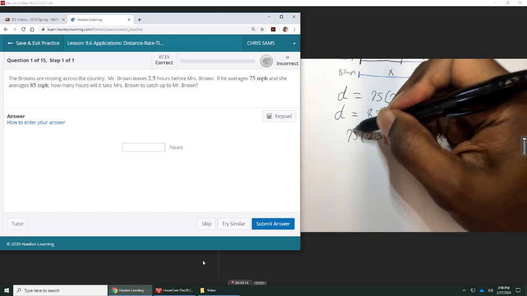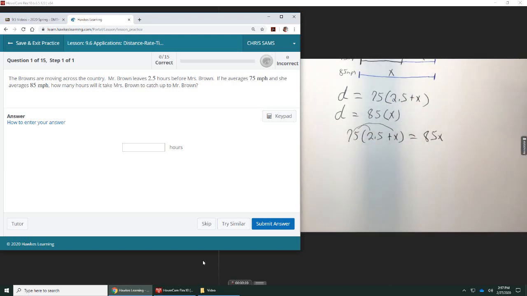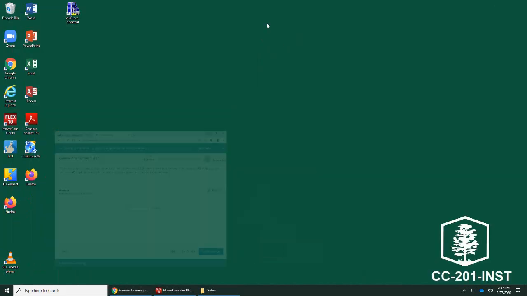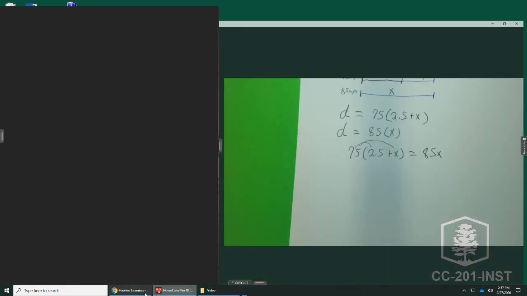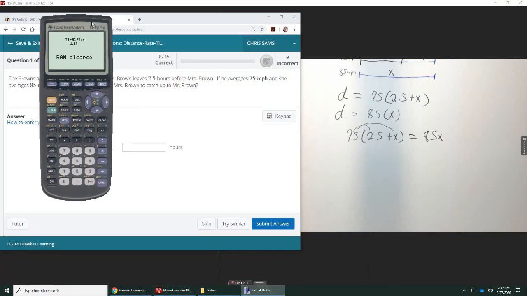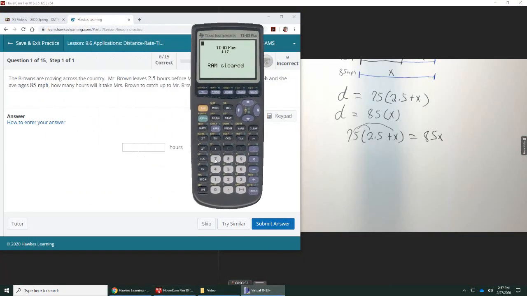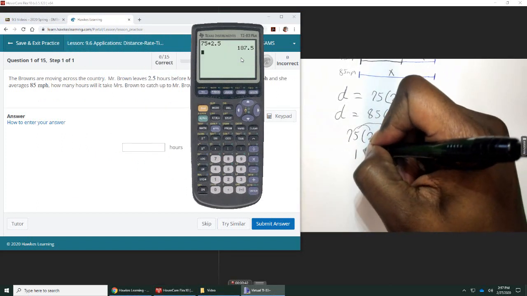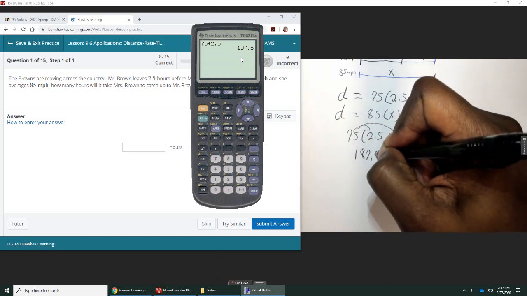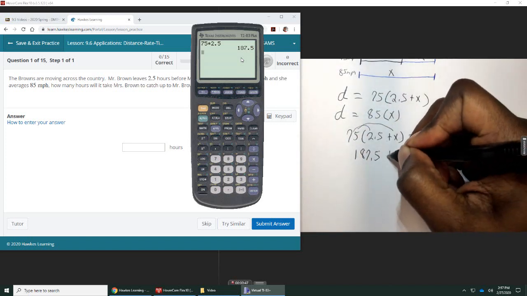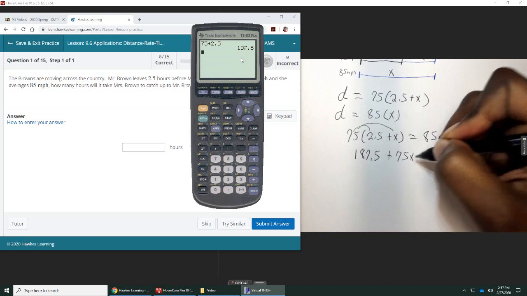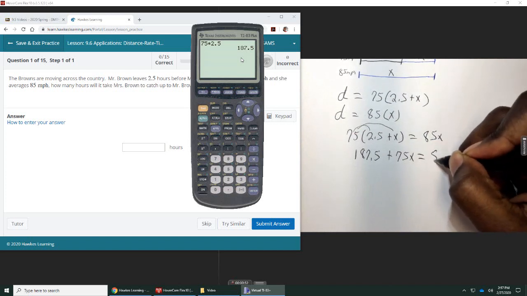We have to distribute, use the distributive property. And I'll pull up our little calculator just to kind of speed things up. And so I'm going to distribute and do 75 times 2.5, and we get 187.5, and then plus 75X, and that equals 85X.